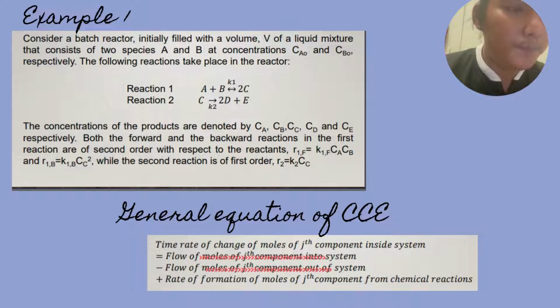As you can see here, this is the general equation of TCE. This is because, as Ismail mentioned earlier, this TCE will be 0. So, in a batch reactor, there is no flow in or flow out. So the CCE will be the time rate of change of moles inside the system equal to the rate of formation of moles. This is because we have already cancelled out the flow of moles into the system and the flow of moles out of the system.